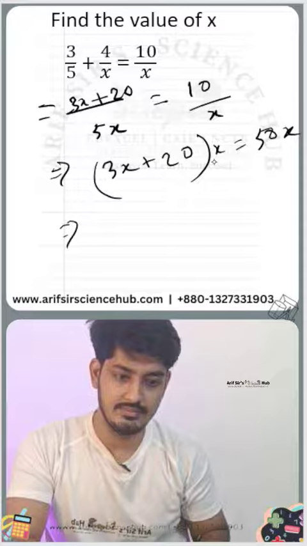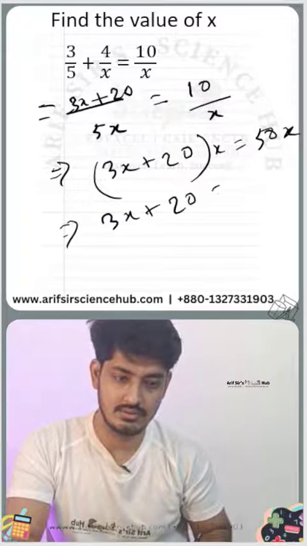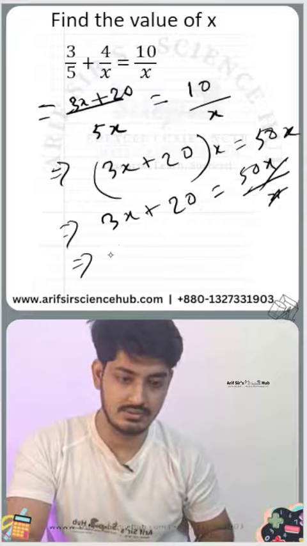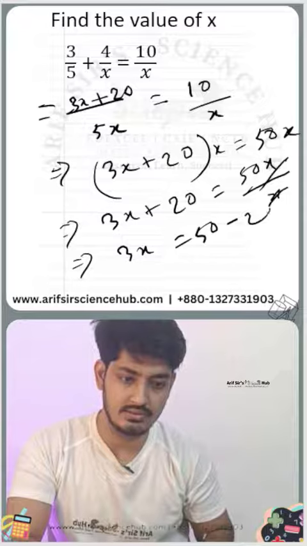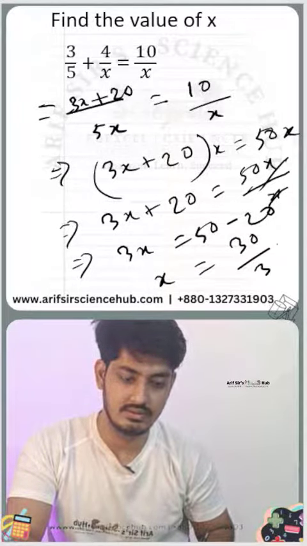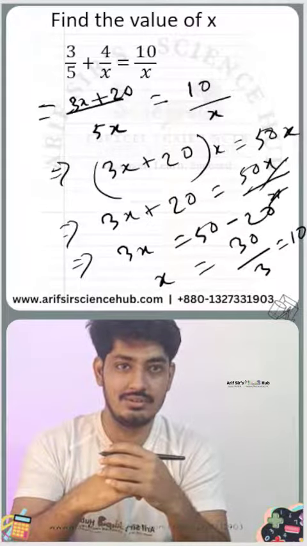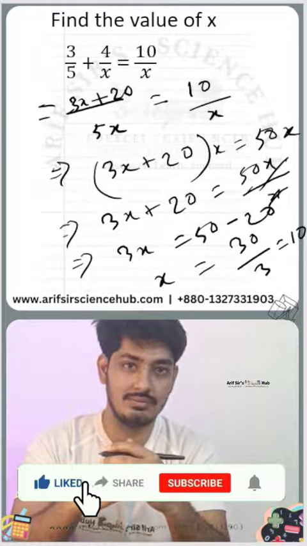So we can easily cancel x: 3x plus 20 equal to 50x divided by x, we can just cross this. Then 3x equal to 50 minus 20, or x is equal to 30 by 3. That means x is 10.